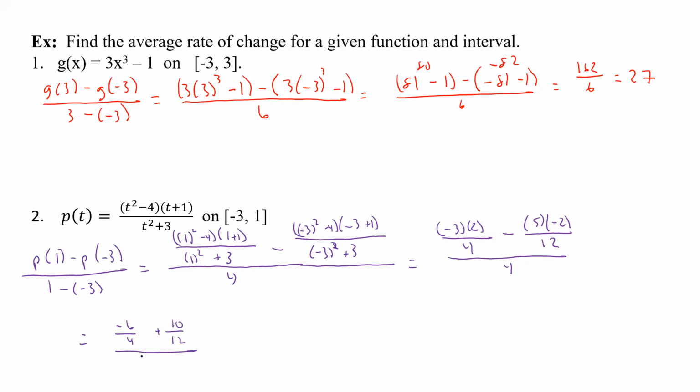And that's all over 4 again. All right, so now we get a common denominator here, so that means we have to multiply by 3 over 3. That's going to give us -18 over 12 plus 10 over 12, divided by 4. And that's going to give us -8 over 12. And remember, if we multiply the whole numerator times 1 over 4, that's what we have.